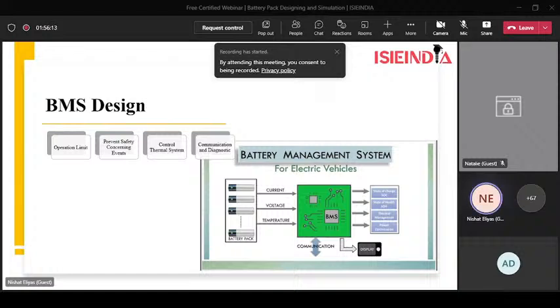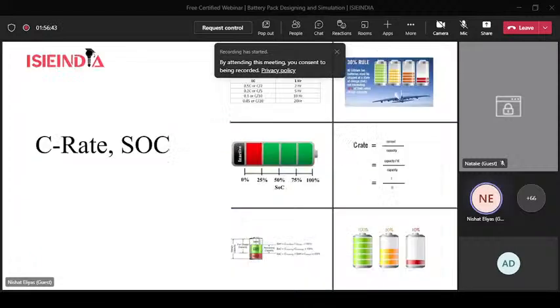In the current scenario, Tesla and Panasonic are in a joint venture. They are working on the WBMS, the wireless battery management system, where there will be communication between the management system and the battery pack through an IoT algorithm, that is the Internet of Things, and there will be data acquisition, and the BMS will control the battery pack accordingly as per the data accumulated.